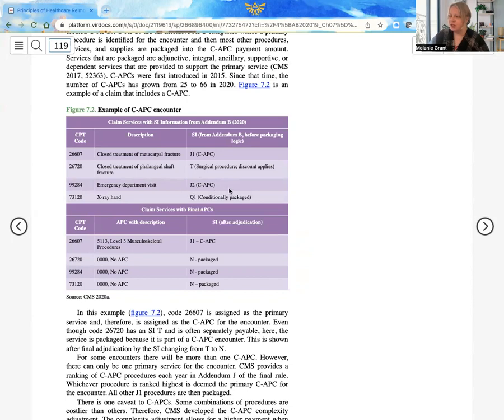The emergency service itself is included in this visit because you would not be getting treatment for a fracture and an emergency visit separately unless it was a separately identifiable service. Likewise, you're going to have an x-ray of the hand, which is considered a conditional package. And so we'll look at conditional packages as something part of that as well.